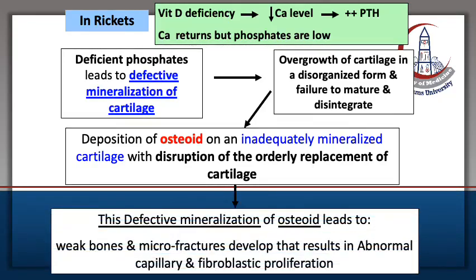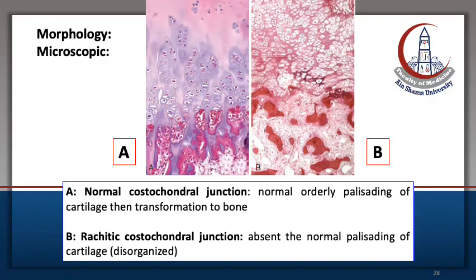This defective mineralization will lead to weak bones, microfractures with an abnormal capillary and fibroblastic bone. Here are two photos explaining. Photo number 1 is the normal costochondral junction with a normal arrangement of cells. In photo number 2, there is a derangement in the normal cells, thus they are disorganized and forming this nodular appearance.